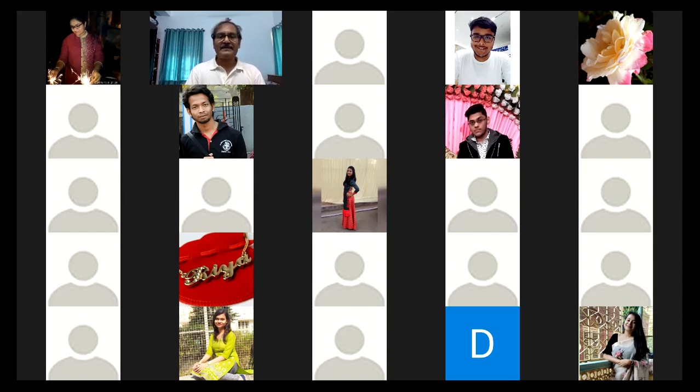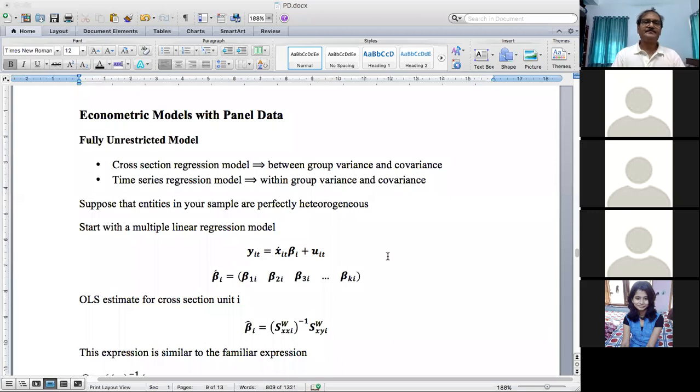So let me look at how we can utilize panel data in different types of models. Okay. So in the second session today, we start with panel econometric models with panel data. Now let me start with an extreme case, fully unrestricted model.